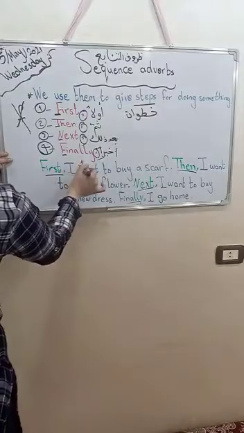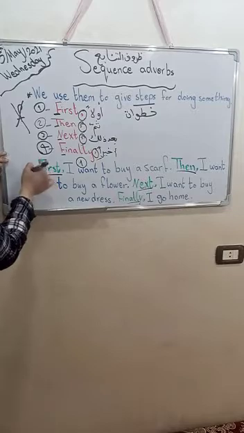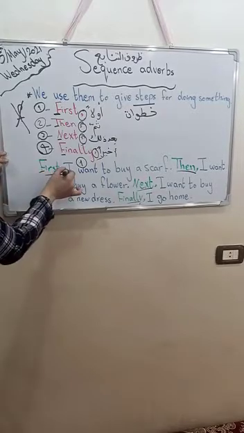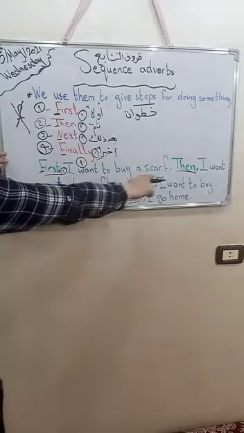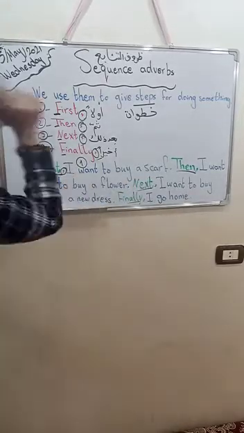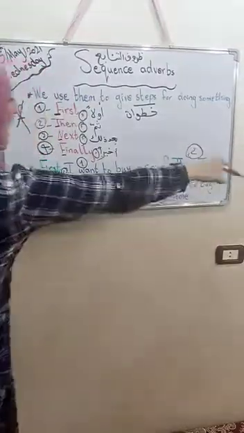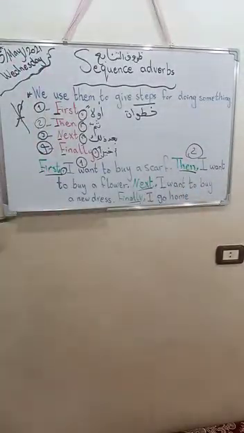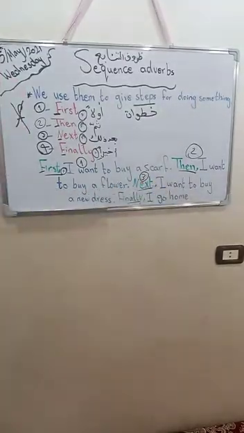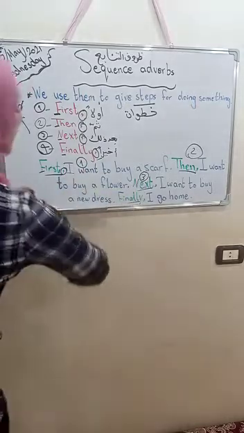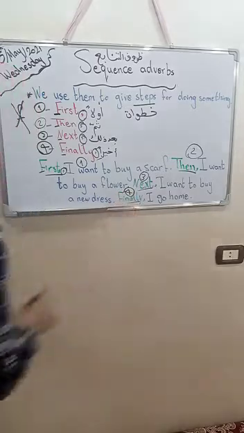This is the first step. Look at the adverb first: the first letter is capital letter, and after it, I use comma. First, I want to buy a scarf. Then, this is the second step. I want to buy a flower. Next, this is the third step. I want to buy a new dress. And finally, this is the last step, آخر خطوة, I go home.